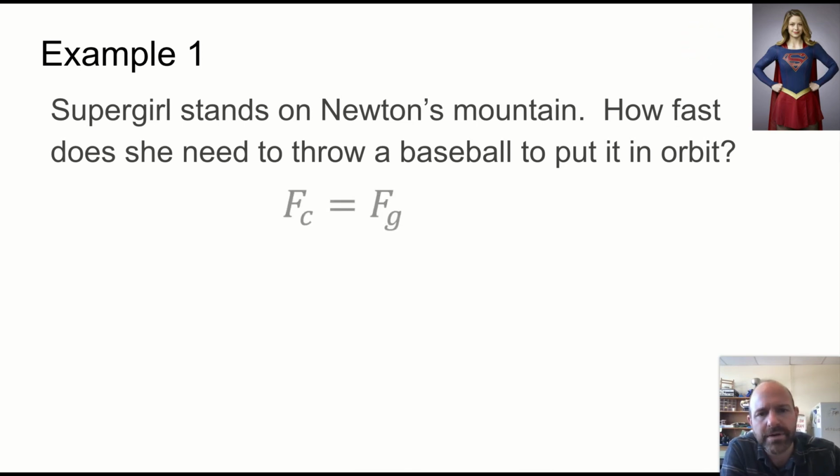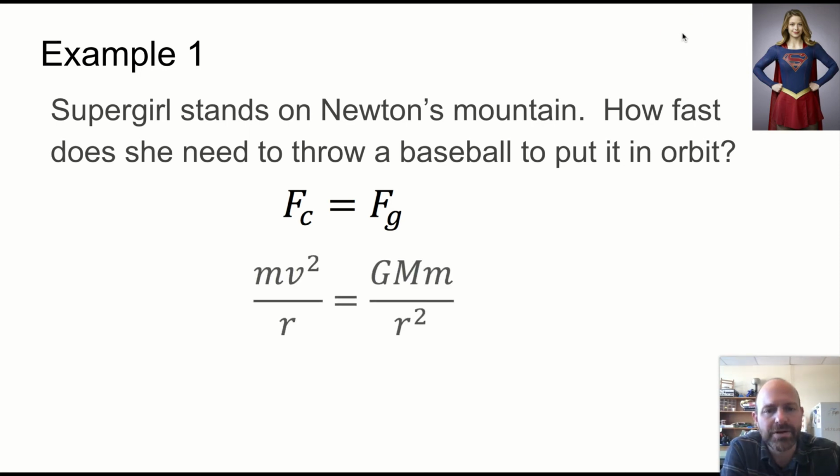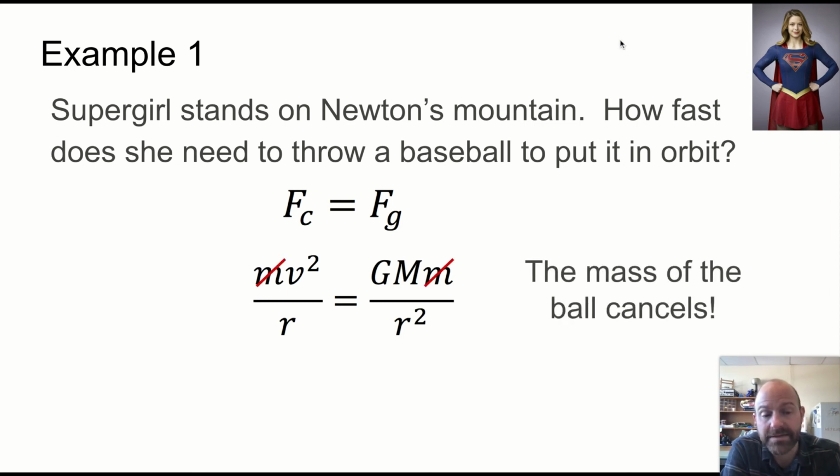So Newton's mountain is a bit of a trick in that the orbital radius is the radius of the Earth. So that's simple. So little g is just 9.8 meters per second squared, but you're technically above the atmosphere. So we've got mv squared over r equals GMm over r squared. The mass of the ball cancels out.